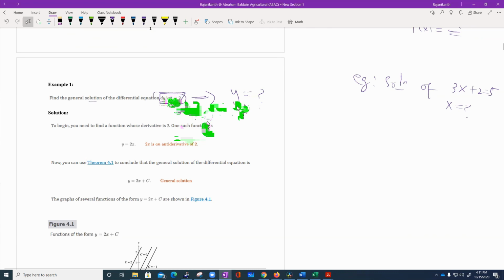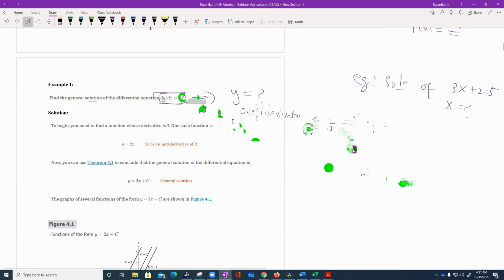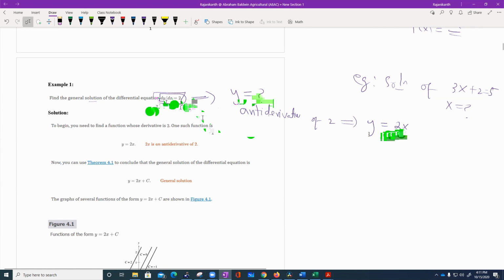In words, what are they asking? They are asking, hey, could you find a y value such that the derivative of that y with respect to x gives 2? In other words, they are asking you to find the antiderivative of 2. That is the meaning, right? So what is the antiderivative of 2? 2x, right? Therefore, the possible solution of y is here 2x. That makes sense. So always we have to solve for y. That's the meaning of solving a differential equation, right?